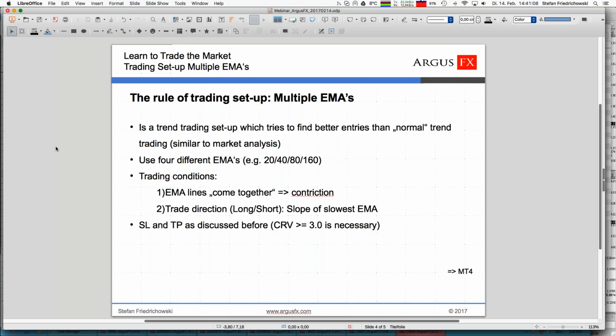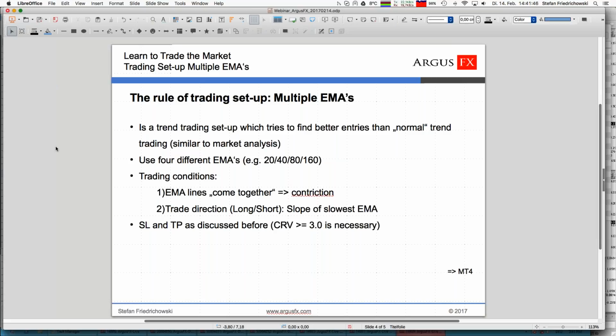And what we can do there is we can improve the normal trend trading approach by a couple of EMAs. We use simply 4 different EMAs, and for example, we use values like 20, 40, 80, and 160. And you see what I have done. That's always a factor of 2 for the difference between 2 EMAs. So they build up an EMA sequence. How this looks like, you will see in the chart in a minute.